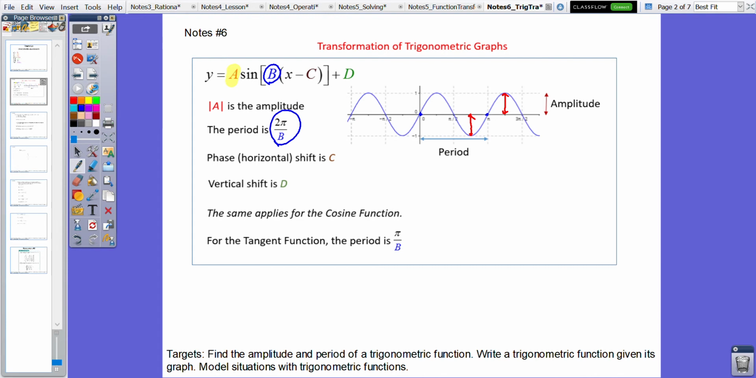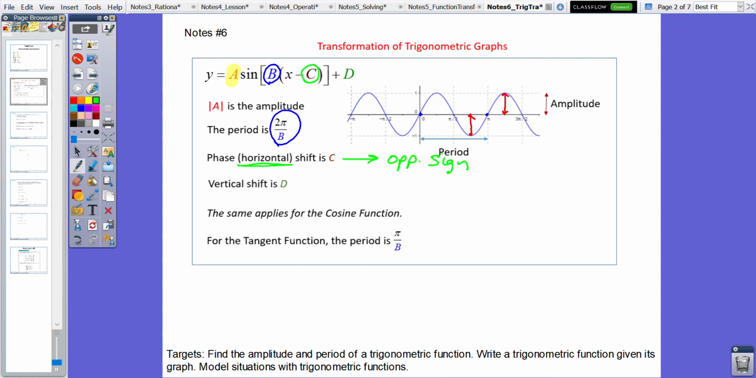The phase shift is always horizontal, and is this c value. What we mean by phase shift is basically, if we know the parent graph of our trigonometric function, which is either going to be sine or cosine, and we always know that sine starts at 0, 0, cosine starts at 0, 1. Do we have a change from where we normally start? We can identify that by looking at whatever we're subtracting from x. And notice that it's minus c, so that means it's always going to be the opposite sign of what's inside of those parentheses. So if it's negative 1, that means we shift it to the right 1 unit, or 1 distance, whatever that might be.